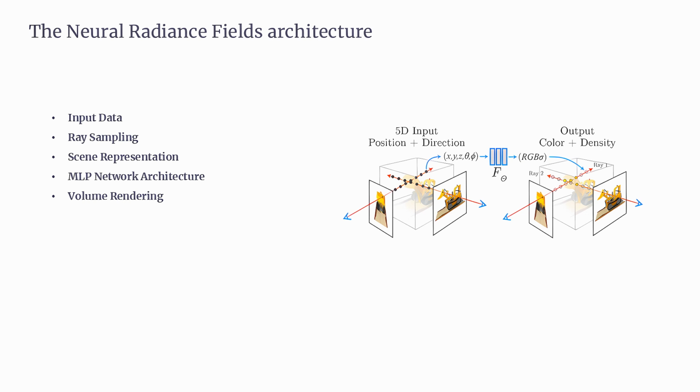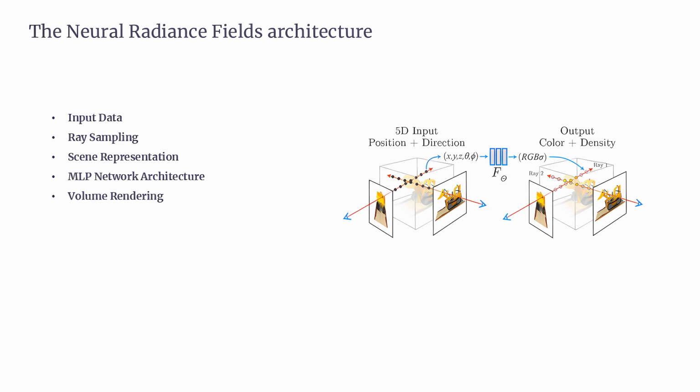The fifth, volume rendering. Once we have these predictions for each sampled point along the ray, the next step is volume rendering, which is how we get the final color that we see in the image. Here's how it works. The model gives us color and density at each point. Transmittance tells us how much light gets through as the ray travels through the scene. It's based on the accumulated densities.